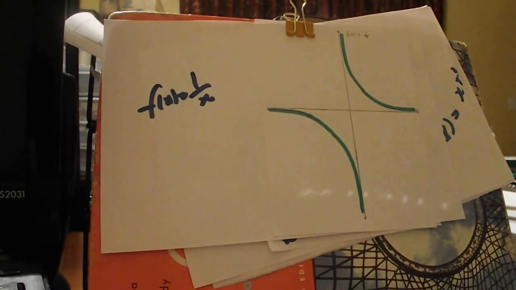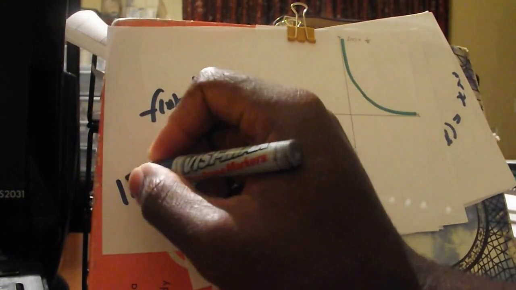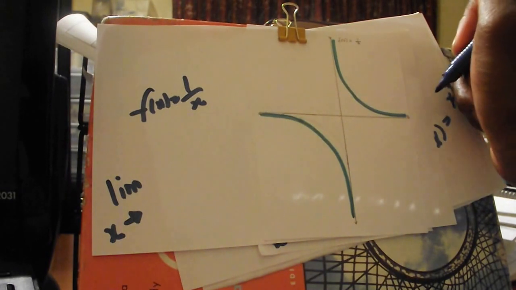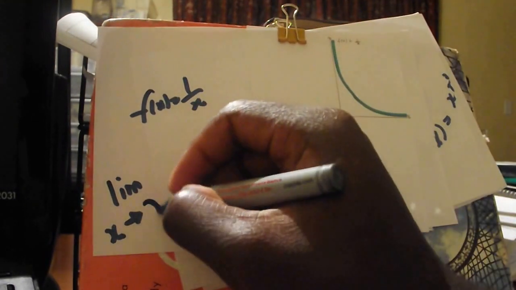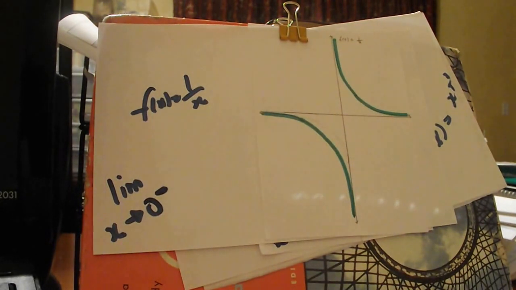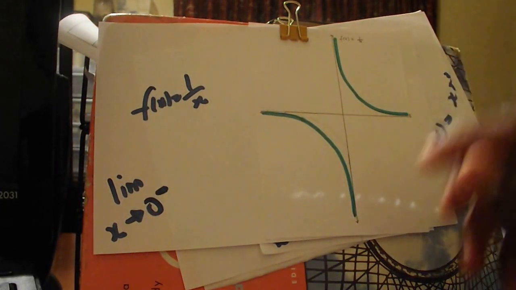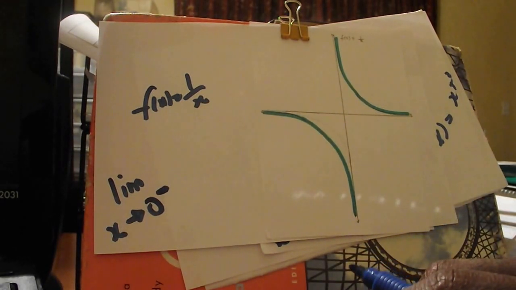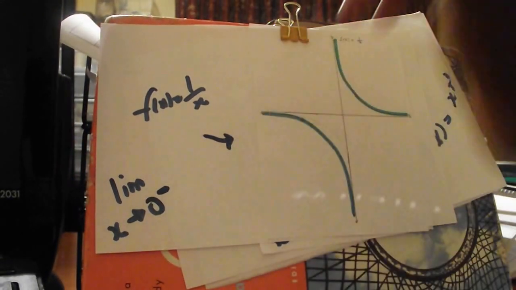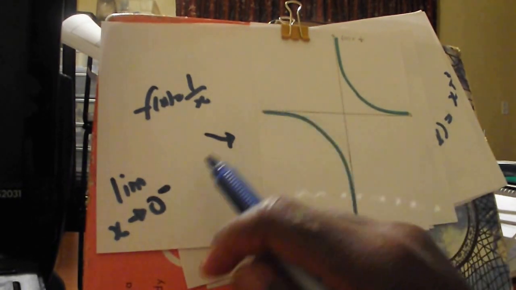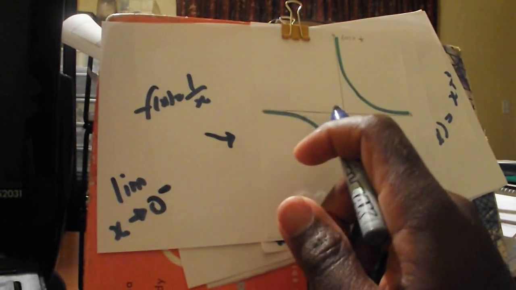Let's take this step by step as x approaches, let's see, we should use x approaches 0 here. Let's take negative. What does that negative superscript tell you? I just said it tells you what direction you're coming into the graph from. So it's a negative superscript this time, meaning we're coming in from the left hand side. So coming in from the left hand side, as x approaches 0, what is the value of y?